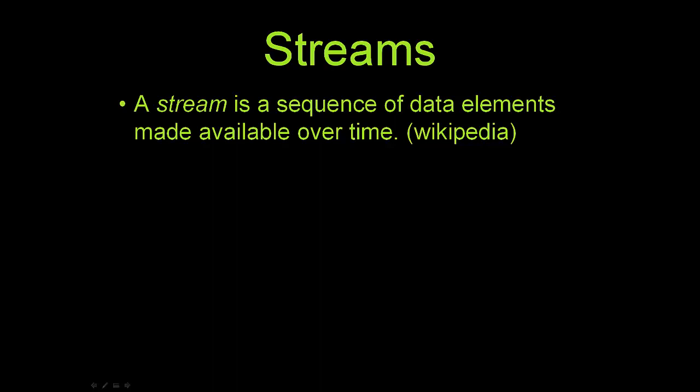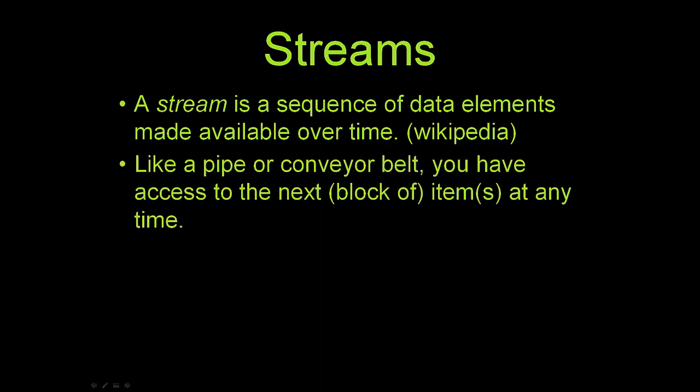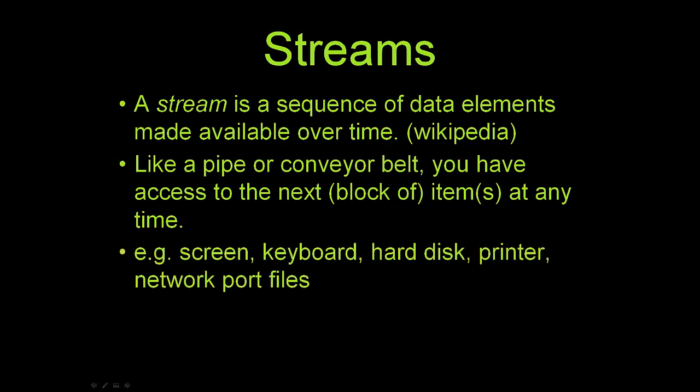Next, we need to learn about how to get input. The way that C handles inputs is using these things called streams. A stream is a sequence of data elements that is made available over time or sequentially. It's like a pipe or conveyor belt. You just have access to the next item, one at a time. So streams can take input from a screen, keyboard, hard disk, printer, network ports. These are all different ways of getting input as a stream.